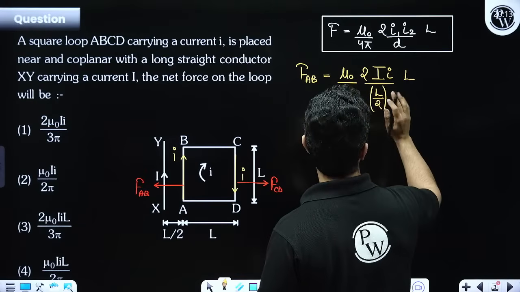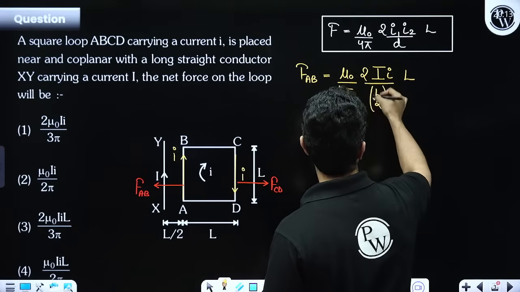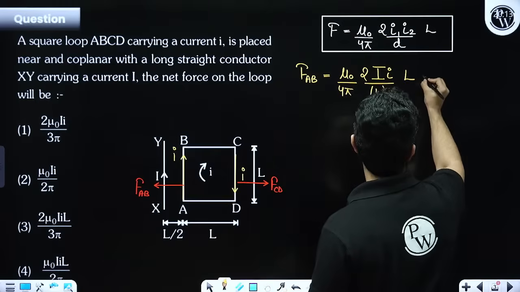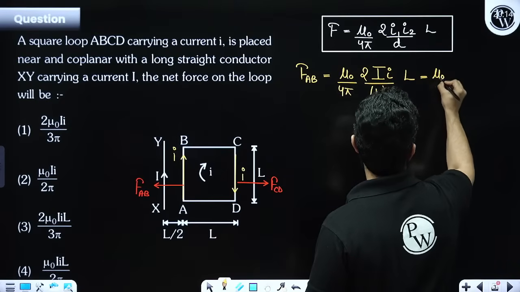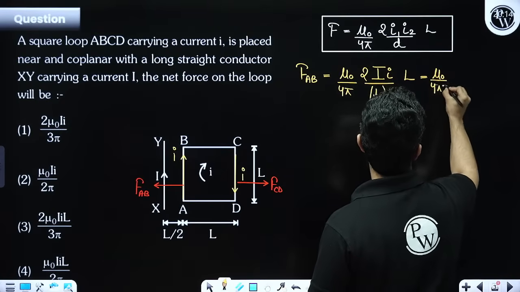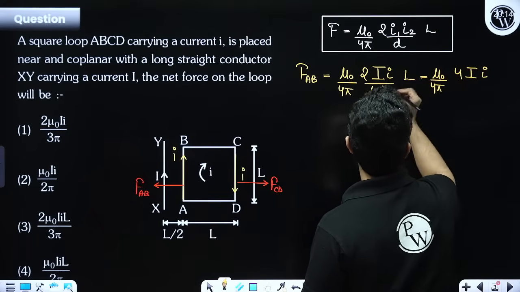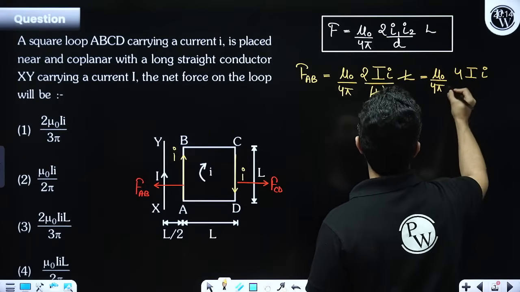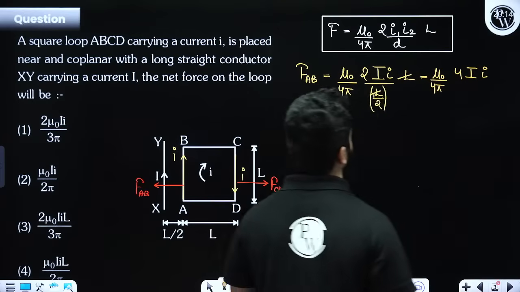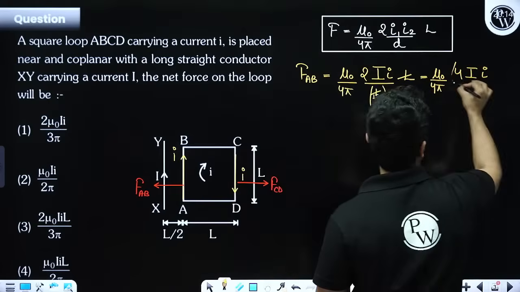If you are going to closely see, I can cancel out, by the way, these two things. Right now I am getting my answer as mu naught upon 4 pi 4 capital I small I, and definitely I can cancel this L. Okay? So this is my final answer. I can cancel out this 4 also, but hold on.